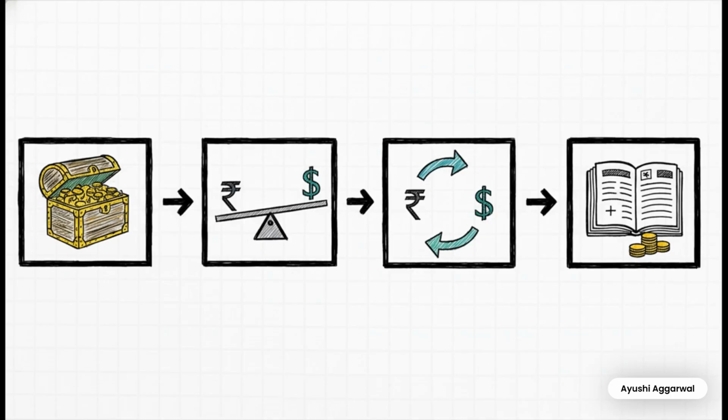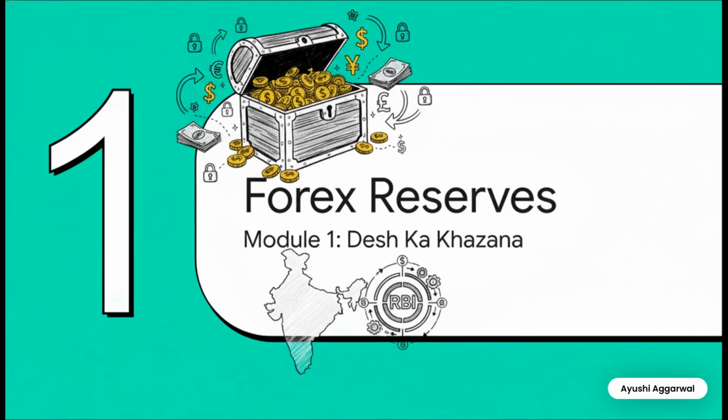So how are we going to tackle this big topic? Well, we've broken it down into 4 logical pillars. We're going to start with Forex reserves, then figure out how exchange rates work. From there, we'll talk about something called currency convertibility, and then, finally, we'll wrap it all up with the balance of payments. See? Each idea builds on the last, so we're going to build our understanding block by block.